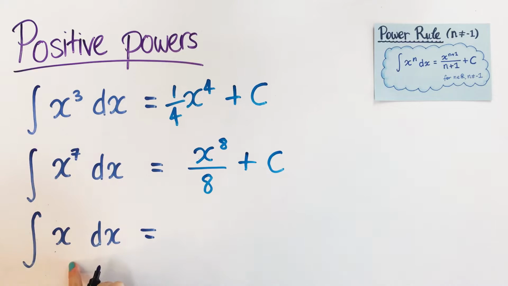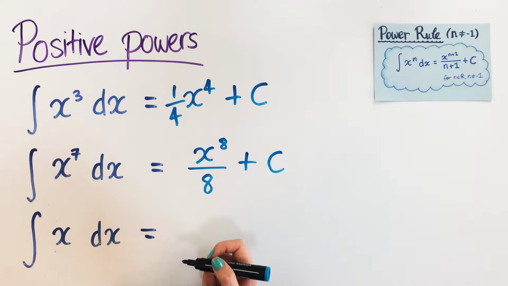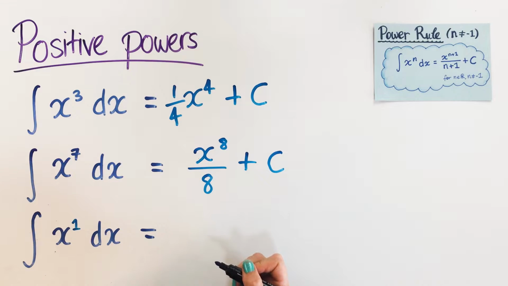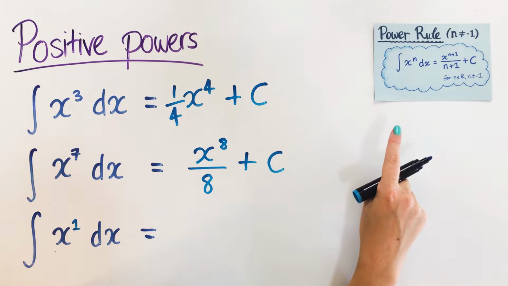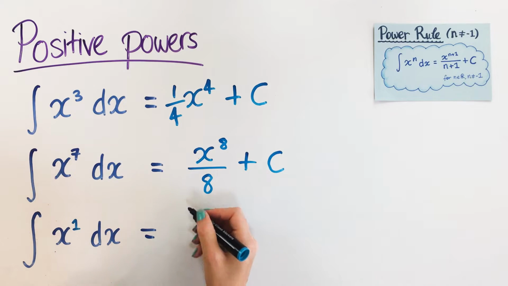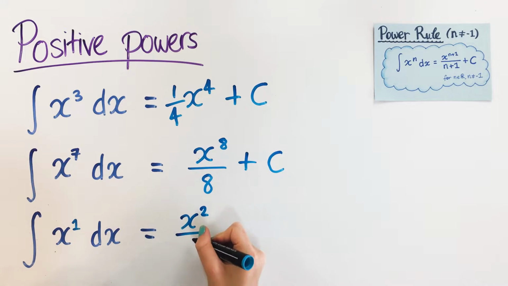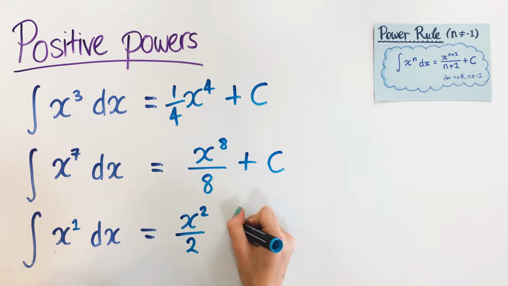Let's try the final one here. So initially it might not look like this x is raised to any power. However, if you remember that x is the same as x to the power of 1, so you can pretend there's a 1 here if you like, then we can use the power rule with n equals 1. So the answer is going to be x to the power of 1 plus 1, which is 2, divided by this new power, 1 plus 1 is 2, plus c.